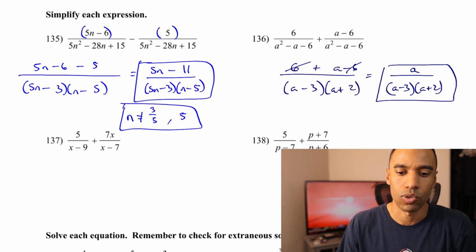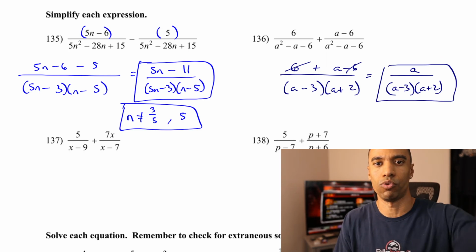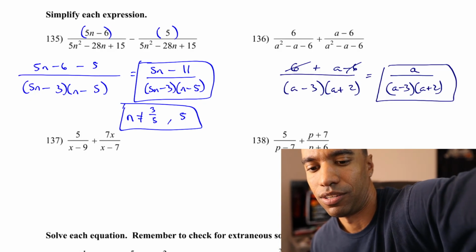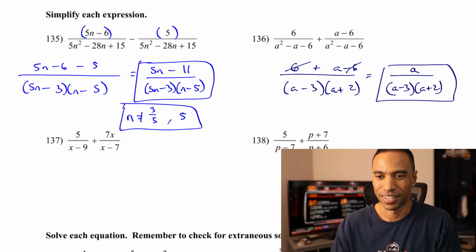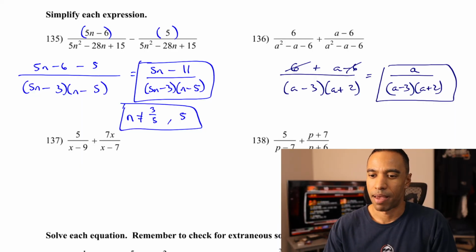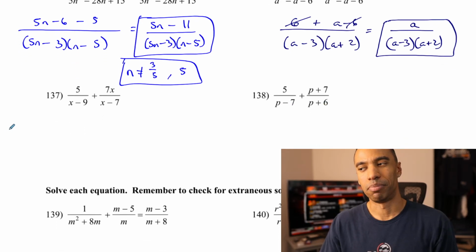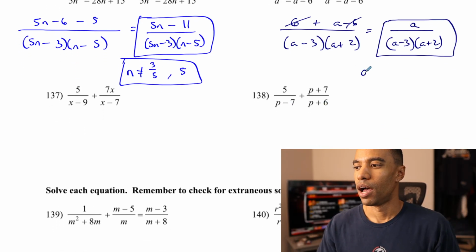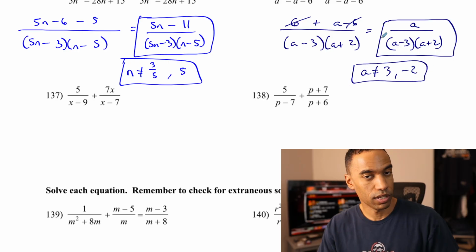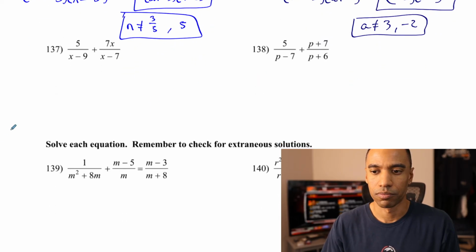procedurally generated. So I can't imagine that these procedurally generated ones will actually cancel something on top and bottom, but that's okay. a cannot equal 3 or negative 2 here. It can equal 0. We can divide from 0, not by 0.